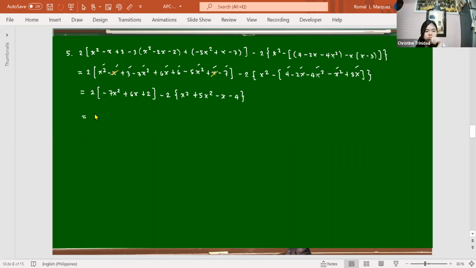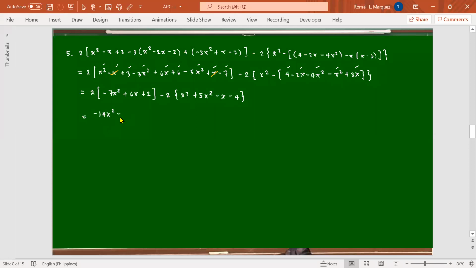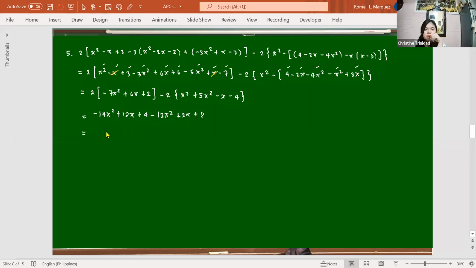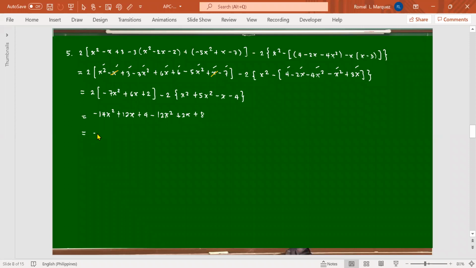So we have to distribute negative 14x squared, positive 12x, plus 4, minus 2x squared, minus, ilan na lahat yan? Ito. 6 magiging 12. Right? No, negative. Positive 2x. Am I correct, guys? Yes po, positive 8, sir. So negative 14, negative 12, negative 26, x squared, positive 14x, plus 12, right? Guys? Yes po, that's it, sir.